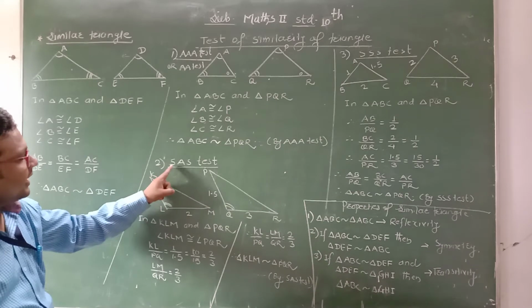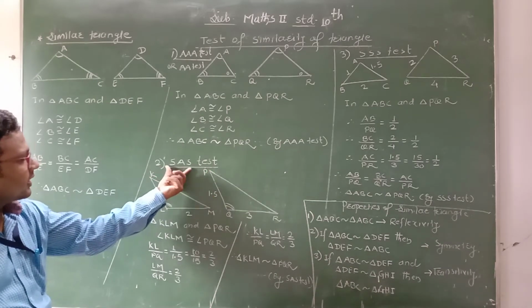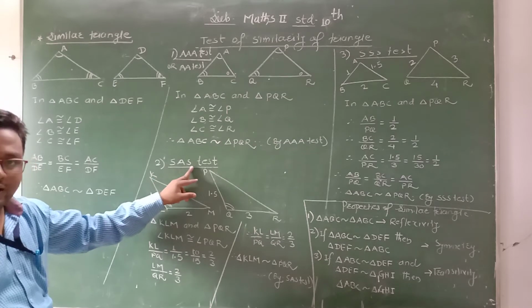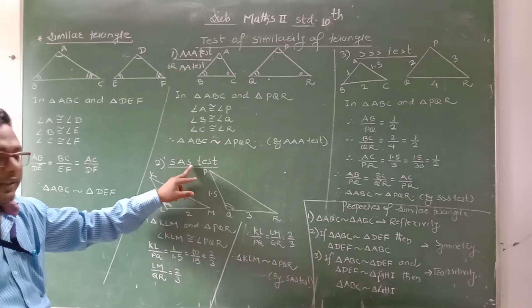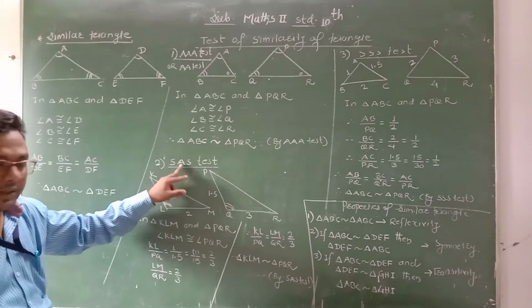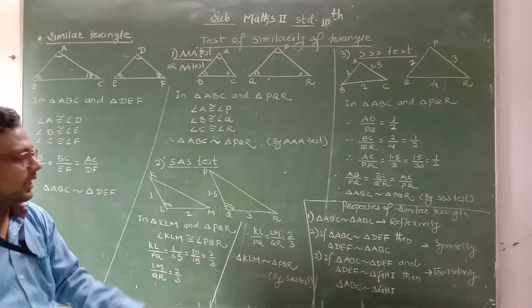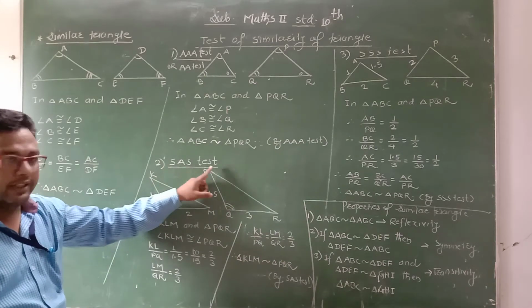Now see the next test. This is the side test. Okay. From this we understand that if two corresponding sides are in proportion and the angle between the two corresponding sides is congruent, then the two triangles are similar by which test of similarity? That is the side angle side test. Okay.